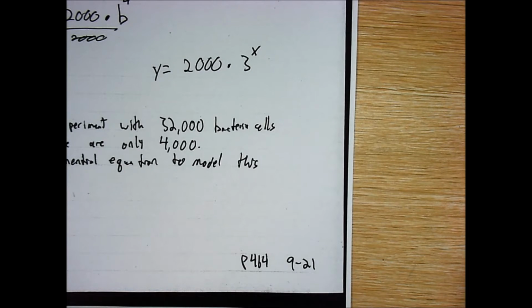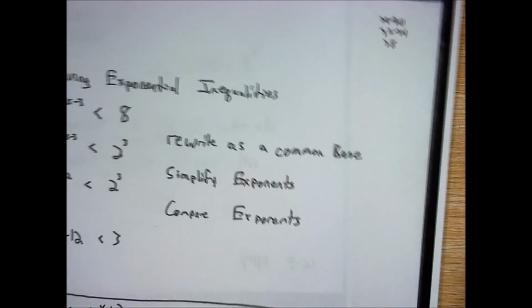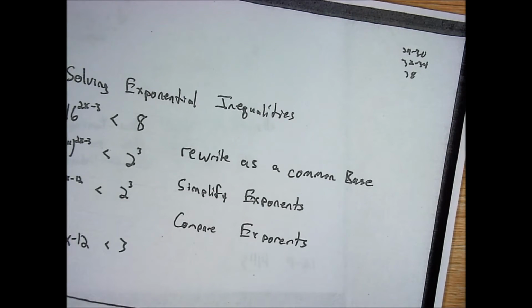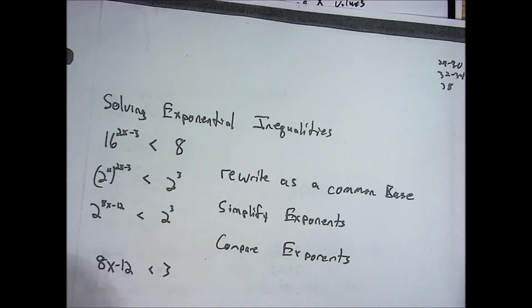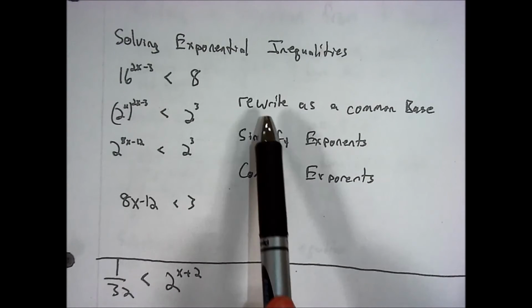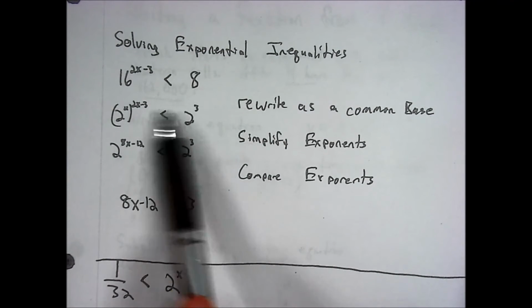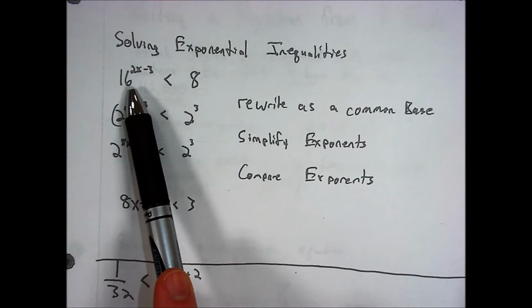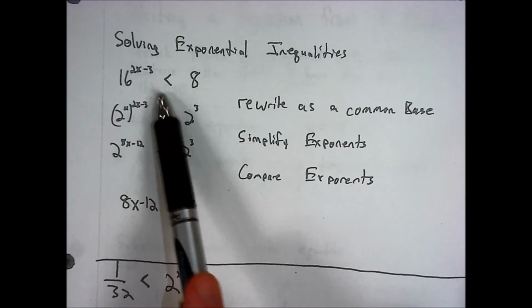And now we're going to get a quick little start here on day 2. It's very, very similar. It won't take very much time at all. The only thing different between day 1 and day 2 is that now we're doing inequalities. Same idea. So we'll start off with 16 to the 2x minus 3 is less than 8.